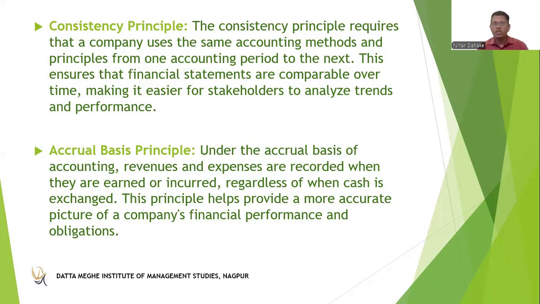For example, if you are using the straight line method for depreciation, you have to apply that particular method in each and every year. The straight line method is also applicable in the second and third year. That is called the consistency principle. If you are maintaining your books of accounts using one particular method, you have to use that method in the next year also: second year, third year, fourth year. That is the consistency principle.